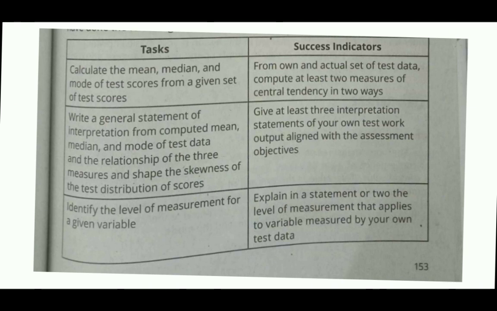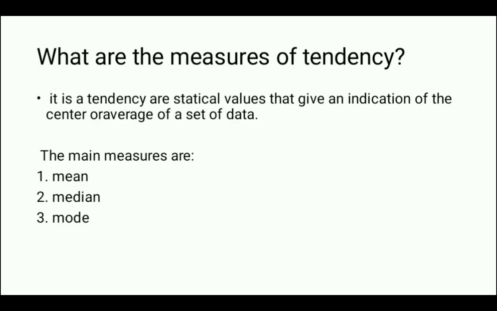The task: write a general statement of interpretation from the computed mean, median, and mode of test data, and the relationship of the three measures and the shape or skewness of the test score distribution. The success indicator: give at least three interpretation statements of your own test output aligned with the assessment objective. The next task: identify the level of measurement for a given variable. The success indicator: explain in a statement or two the level of measurement that applies to the variable measured by your own test data.